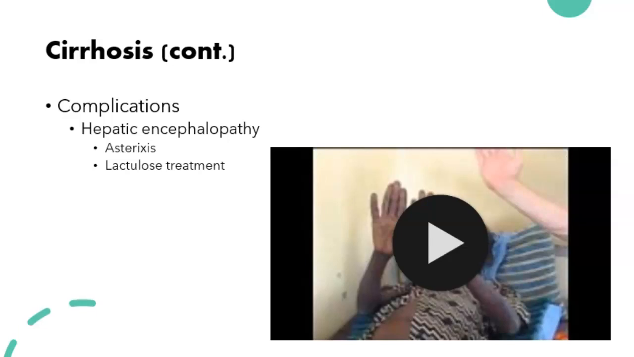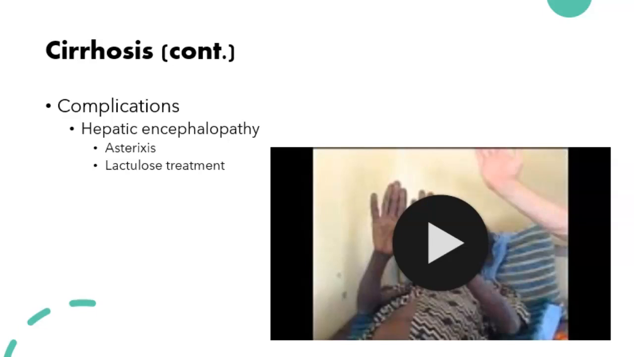Your signs and symptoms are going to start out as inappropriate behavior, disorientation, moves to asterixis, which is irregular hand flapping, and it's where there's extension and flexion of the wrist, and twitching of the extremities, and that moves to stupor and a coma. The treatment consists of supportive care to prevent further damage to the liver.